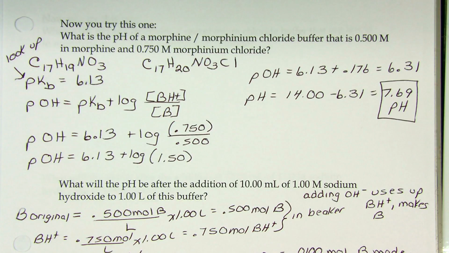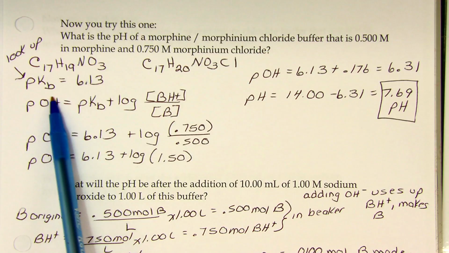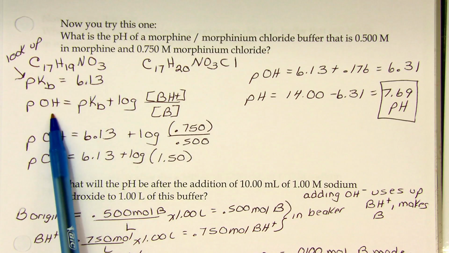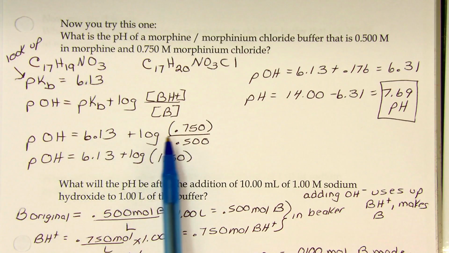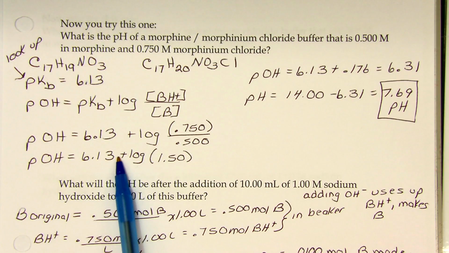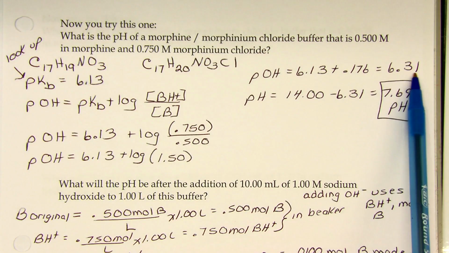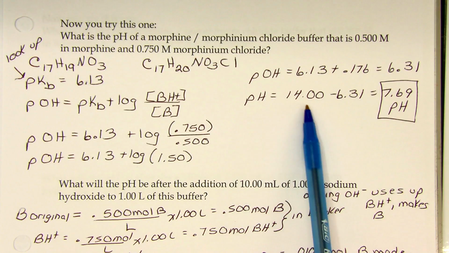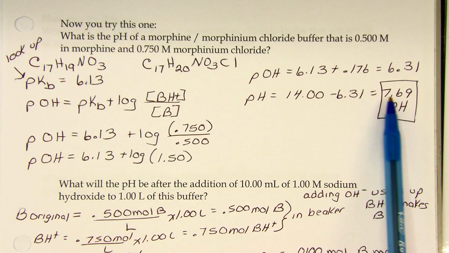So when you look at the development of a morphine-morphinium chloride buffer, we look up the pKb at 6.13. We use the basic form of the Henderson-Hasselbalch equation, slap the numbers in and solve for the pH. I find this so much faster than the ICE chart. So we get the pOH at 6.13 plus the log of 1.5. So that is equal to 6.31. The pH is 14 (pKw) minus 6.31, which is 7.69.